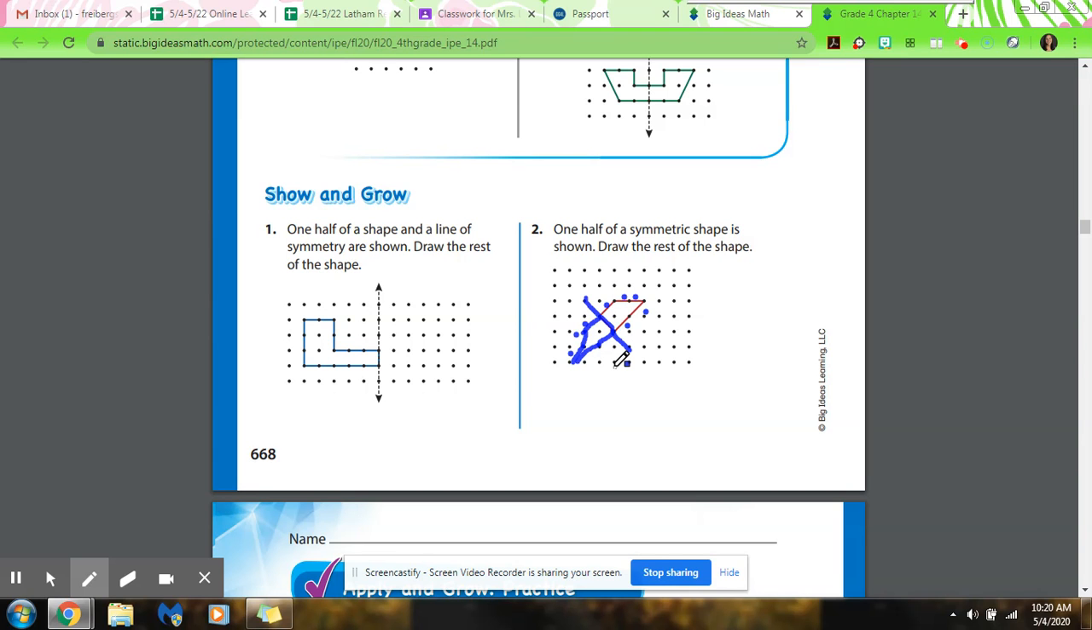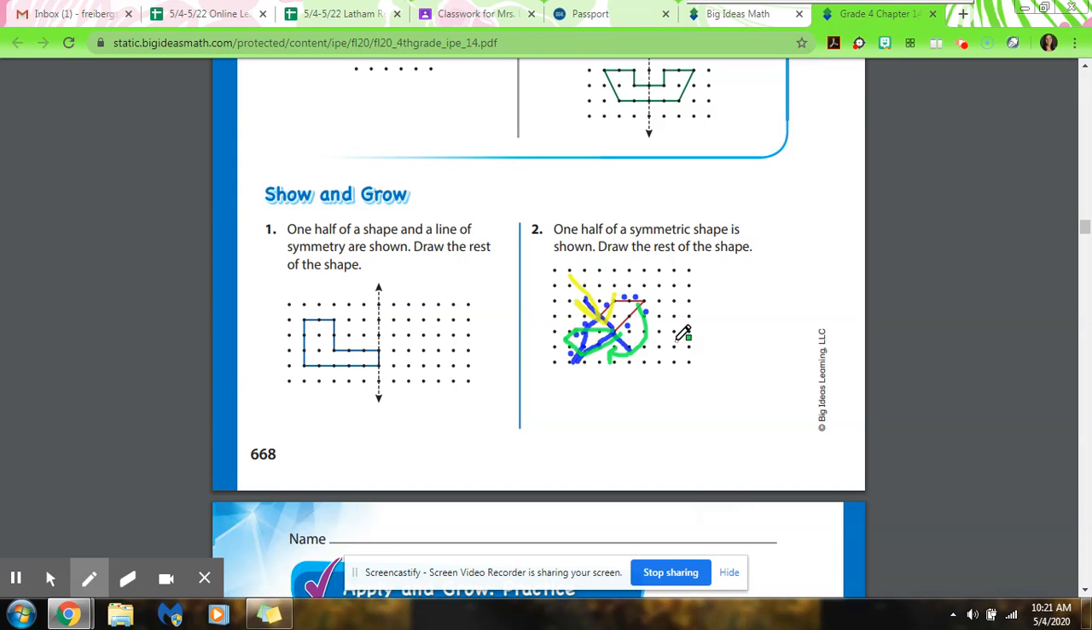Okay, I want you to notice that I started from the line of symmetry. When I started drawing my shape, I started from this line here. I did not start at the bottom, because then, let's say if I were to draw my shape this way, yes, that shape looks the same, but it is not mirrored.